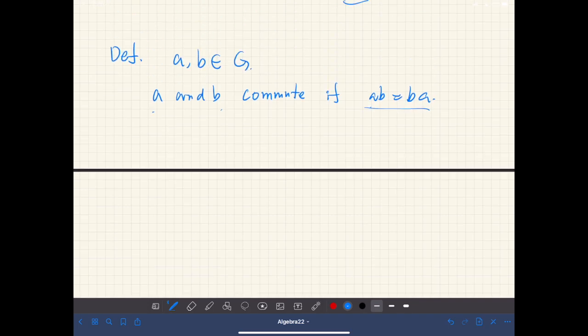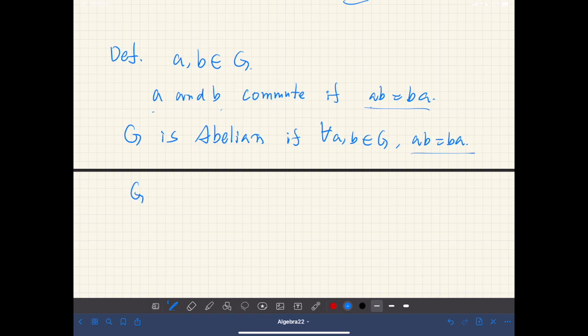Okay, the group G is abelian if for all pairs of elements of G we have ab equal to ba. So if all pairs commute, then the group is abelian. Or we say G is non-abelian if this is not true, if G is not abelian.